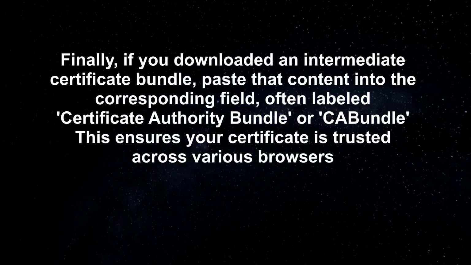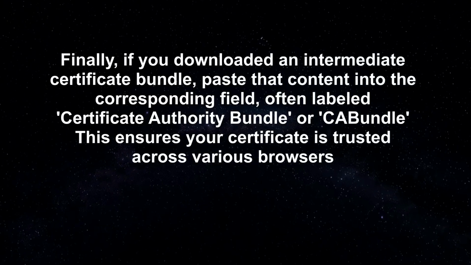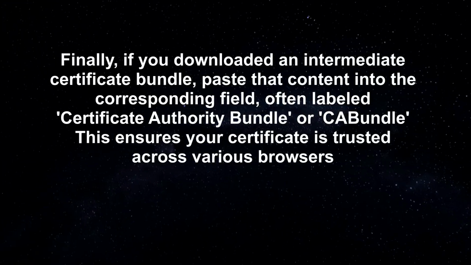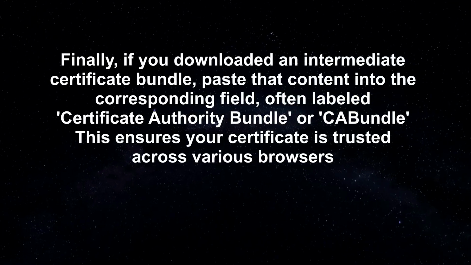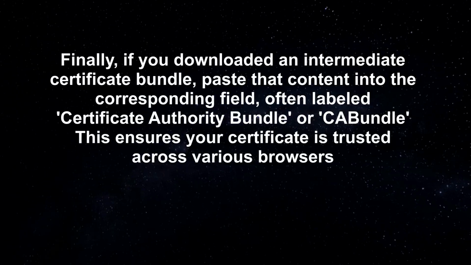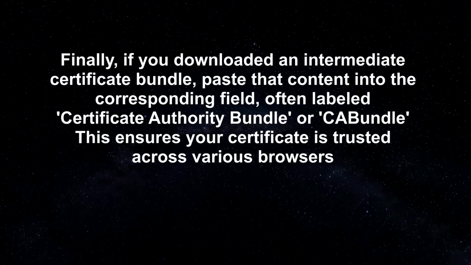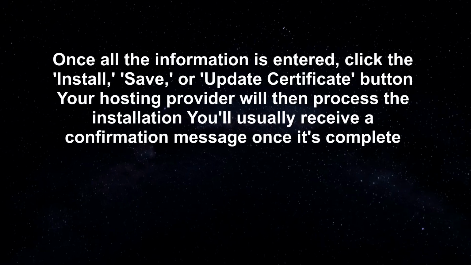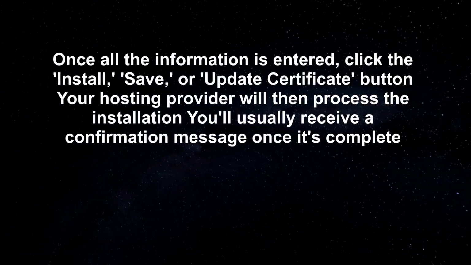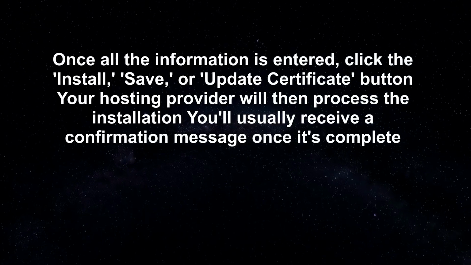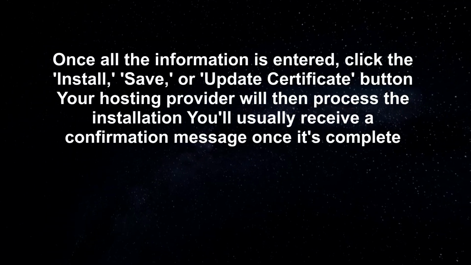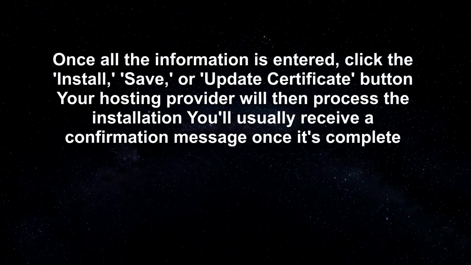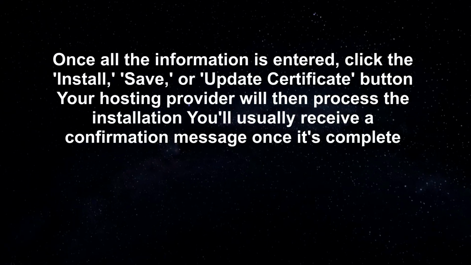Finally, if you downloaded an intermediate certificate bundle, paste that content into the corresponding field, often labeled Certificate Authority Bundle or CABundle. This ensures your certificate is trusted across various browsers. Once all the information is entered, click the Install, Save, or Update Certificate button. Your hosting provider will then process the installation. You'll usually receive a confirmation message once it's complete.